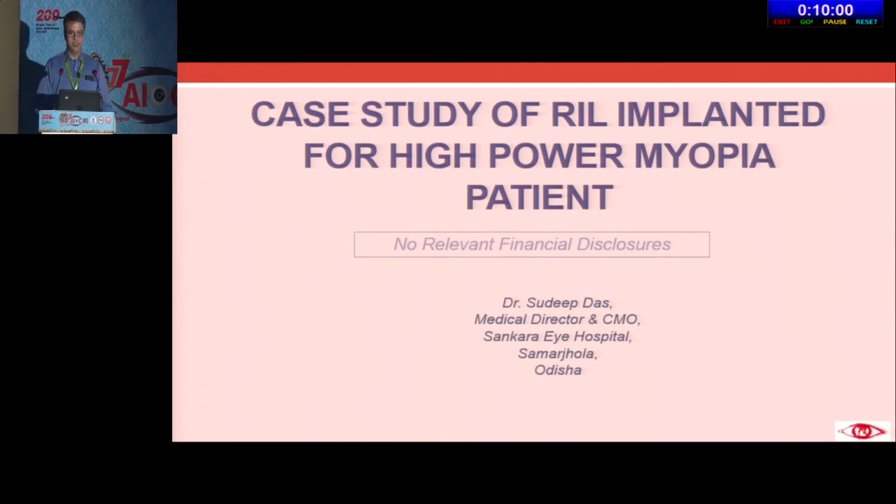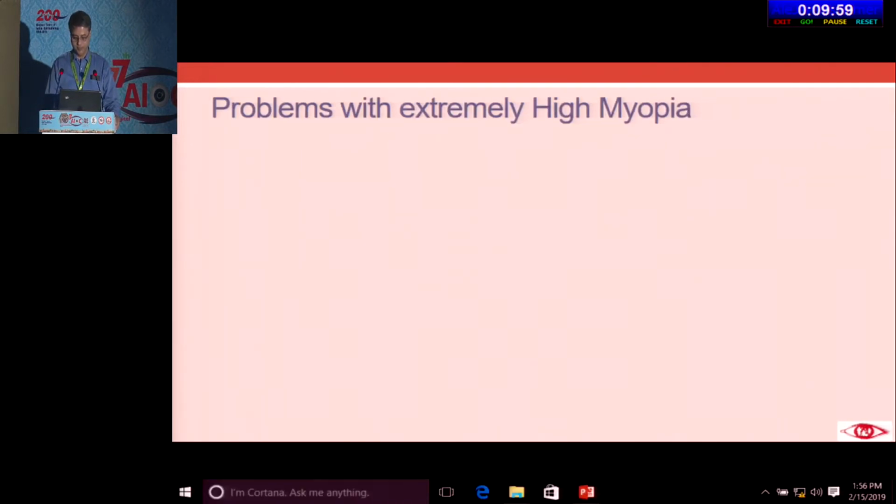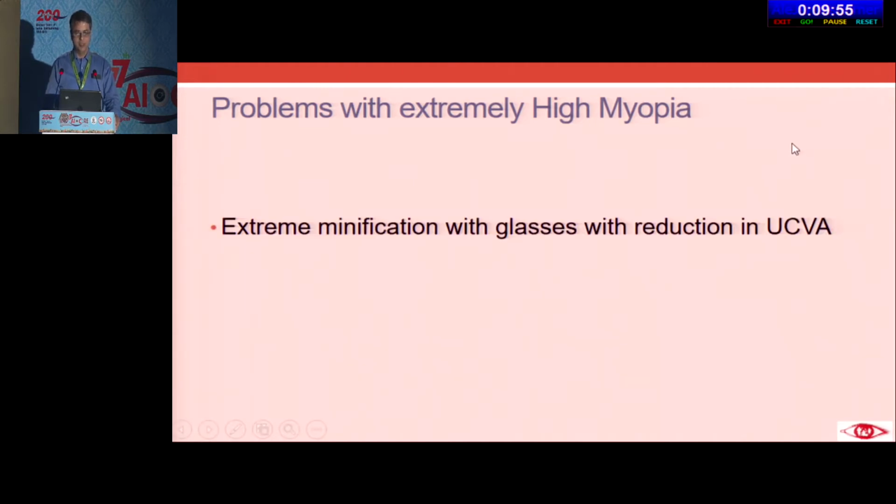Yeah, so it's just one patient. I've used lots of ICLs in a normal power range, but this was a patient who came in with extremely high myopia. And the problem with extremely high myopia is that whatever they see through the glasses, when we look at them, the eyes look really tiny. And when they look at us or anything through those glasses, everything is very small, and that brings down the best corrected visual acuity, the BCVA.